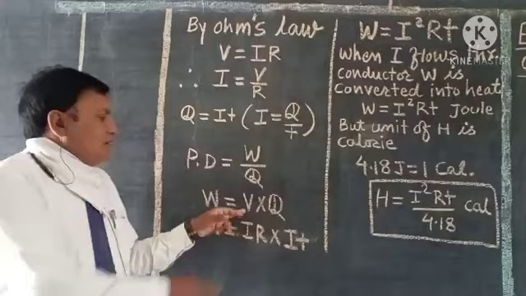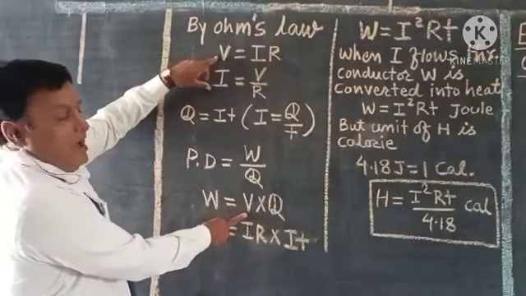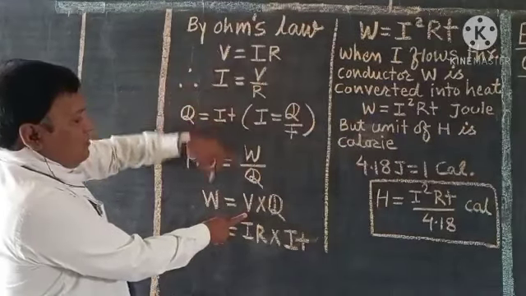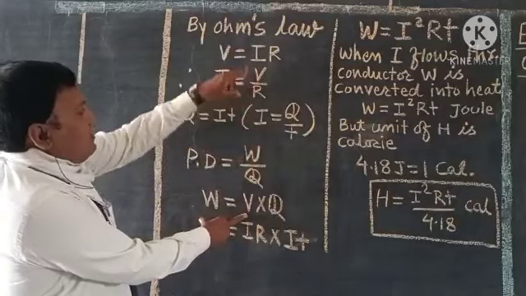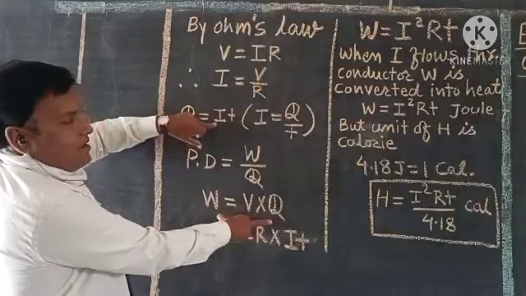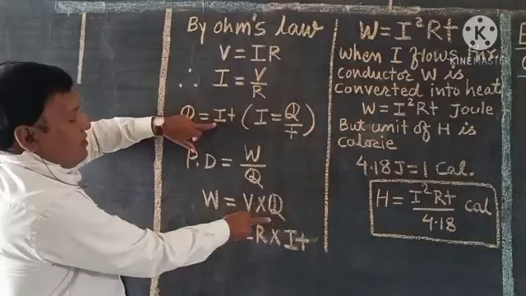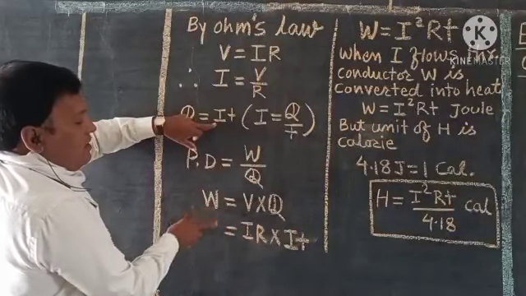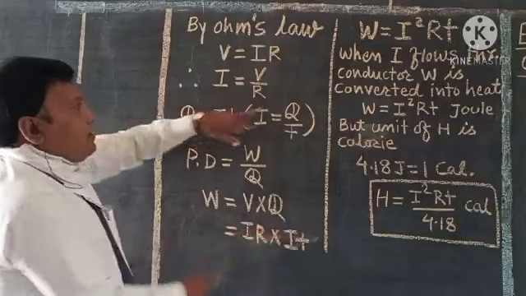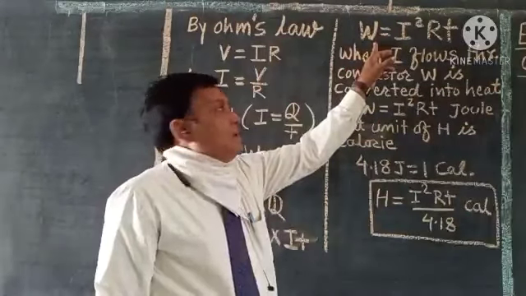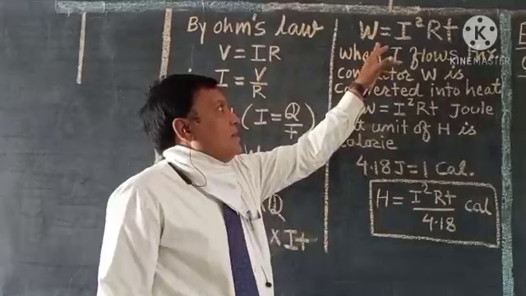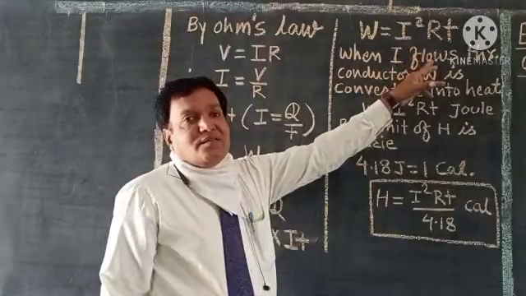But we know that by Ohm's law, V is equal to IR. So put V is equal to IR and Q is equal to IT for this same electric circuit which we have considered. We will get W is equal to I square RT. This W is equal to I square RT is nothing but the work done.